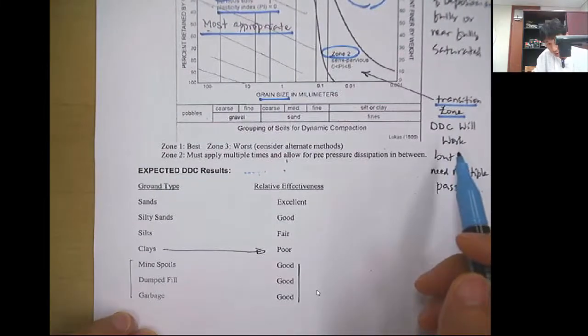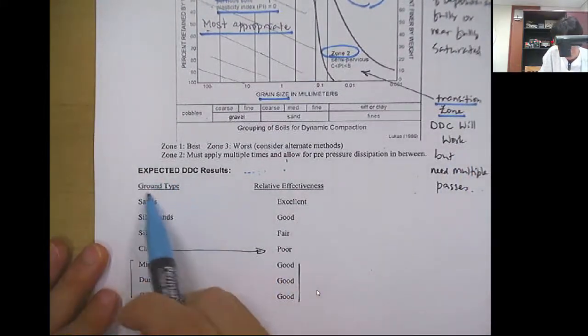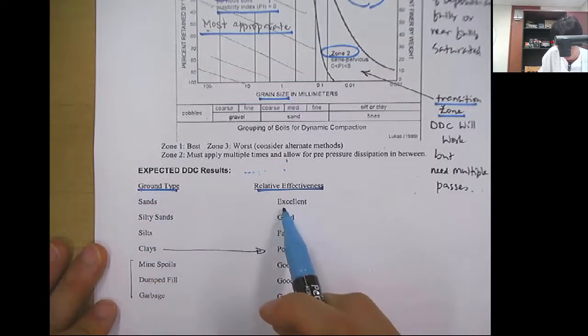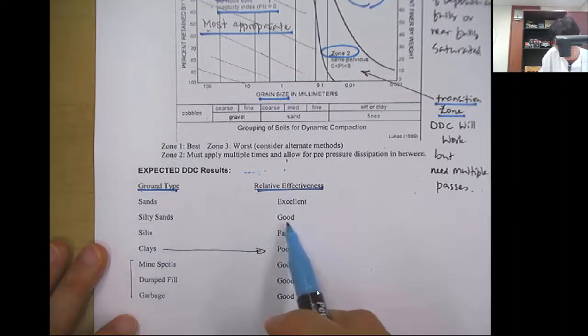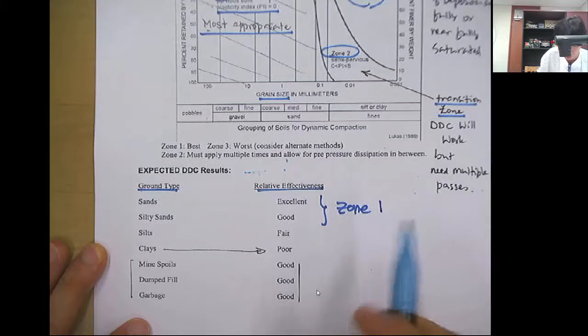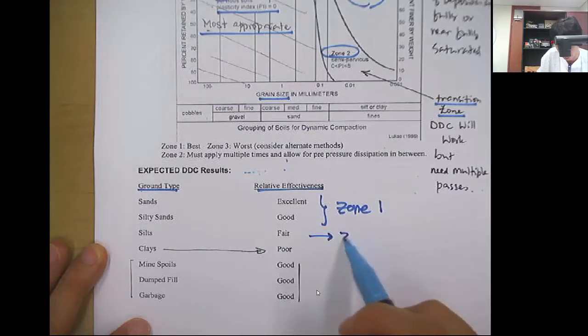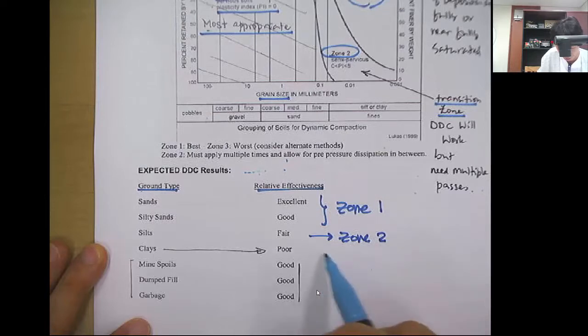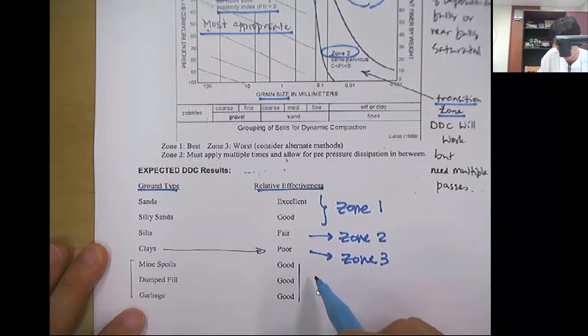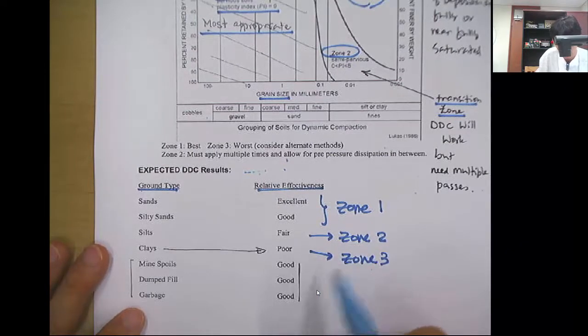So the summary is the expected DCC result. Depending on the ground type, the effectiveness varies. So sand, you have excellent effectiveness. The silty sand is good, and silt is fair, and clay is poor. So here is maybe zone 1, and this maybe zone 2. This might be zone 3, the clay soil. And also some dumped fill and mine spoils and garbage can be categorized into zone 2 or zone 3.